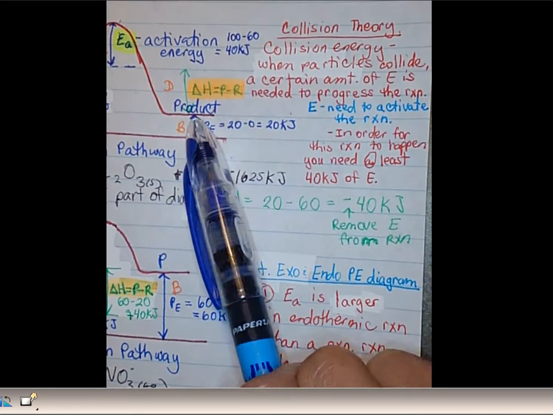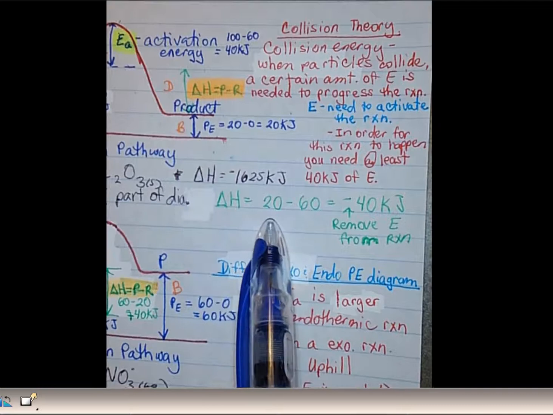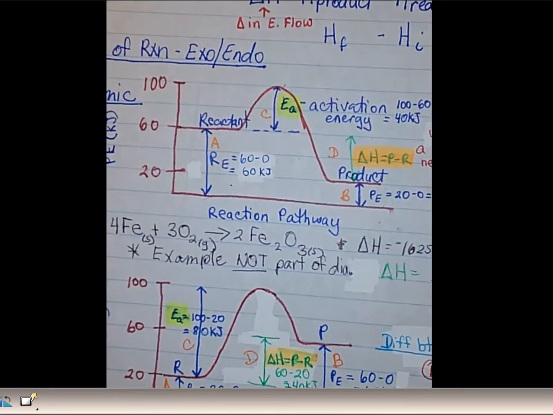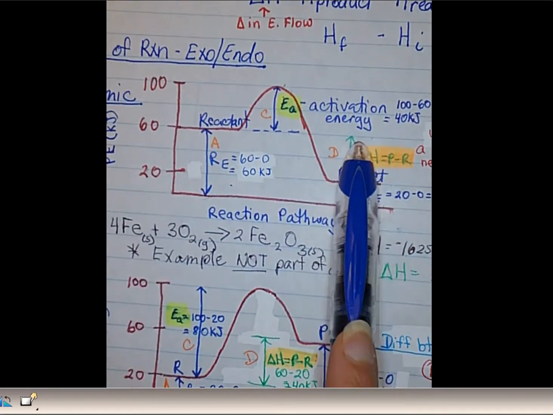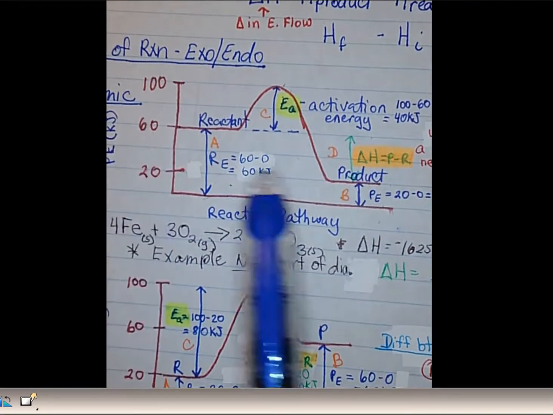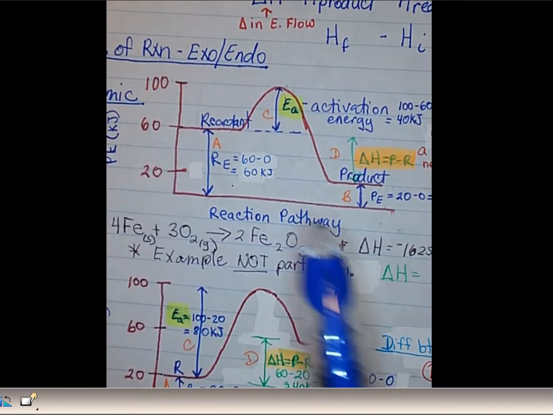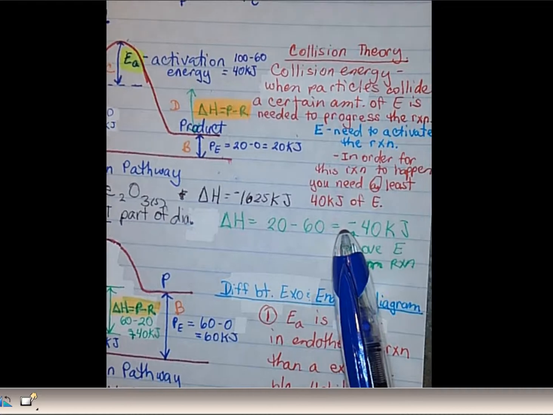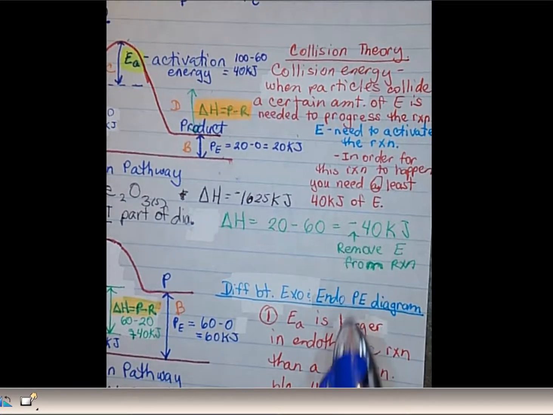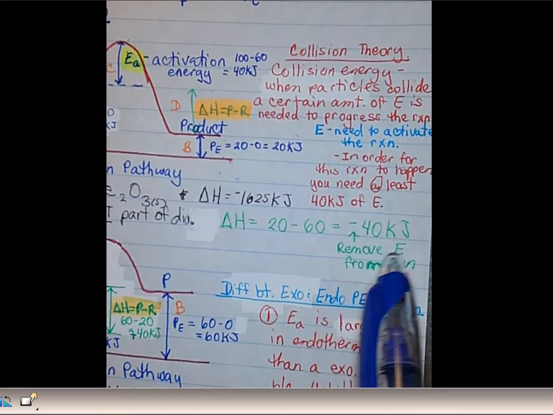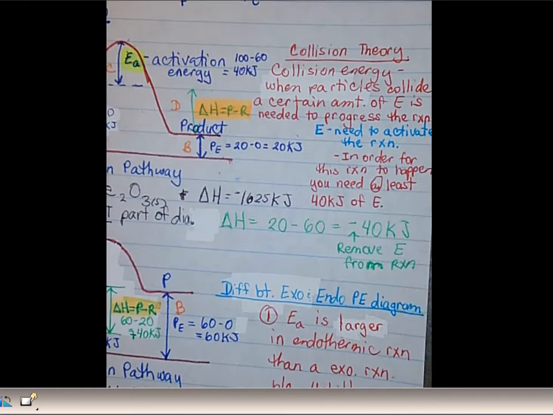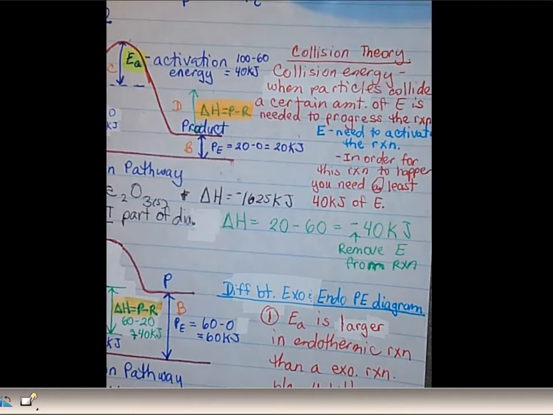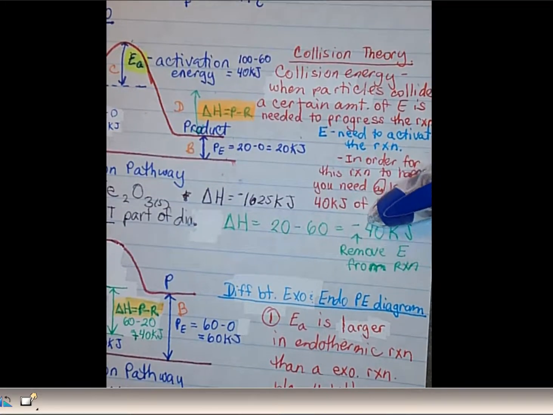For your products, it's going to be at 20 minus 60 where your reactants are. So you can see that here, your product is 20 and your reactant goes all the way to 60. So it'd be 20 minus 60, which would give you a negative 40 kilojoules. Now, this negative 40 kilojoules means that this is the energy that is removed from the reaction. And really, this is all you need to know for a potential energy diagram.